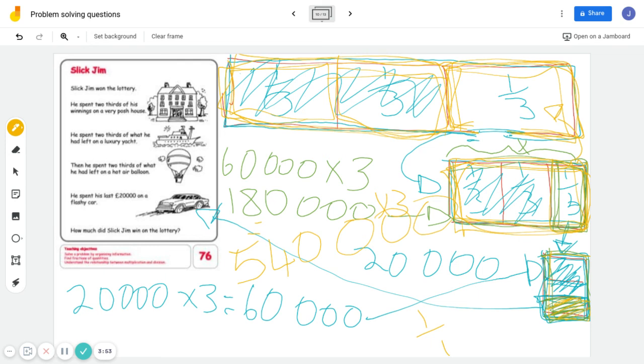Give yourself a mark, 1 out of 1 on your page. All right, well done if you got it right. If you didn't, I'm happy you gave it a shot.